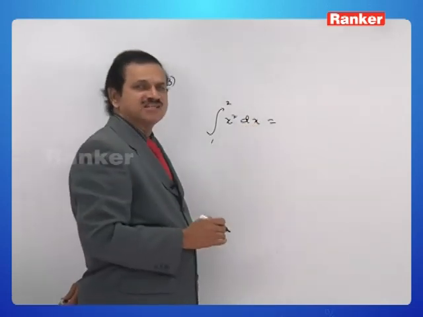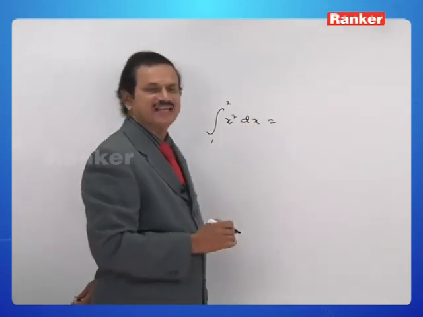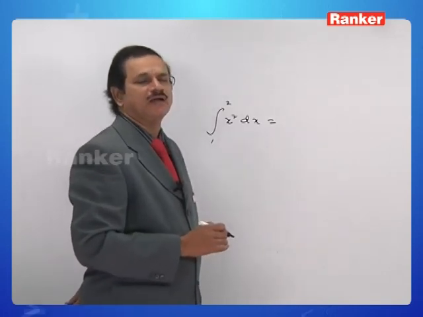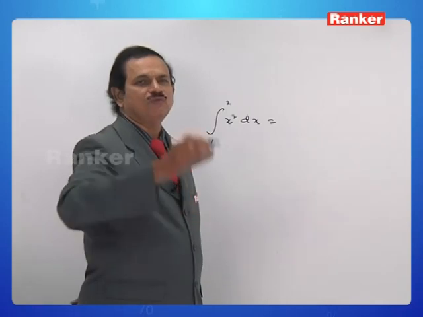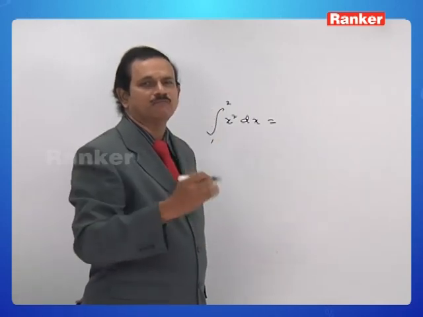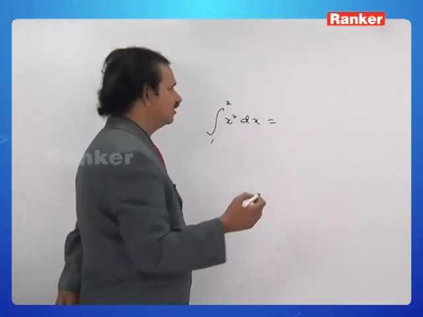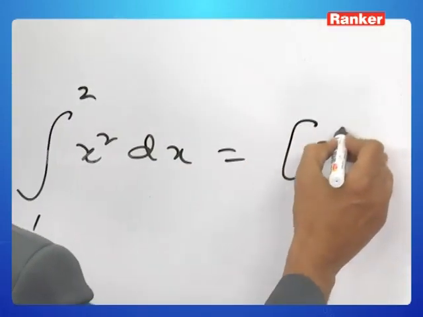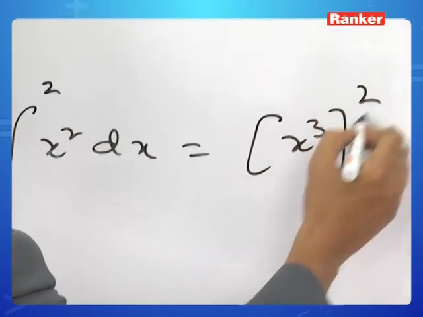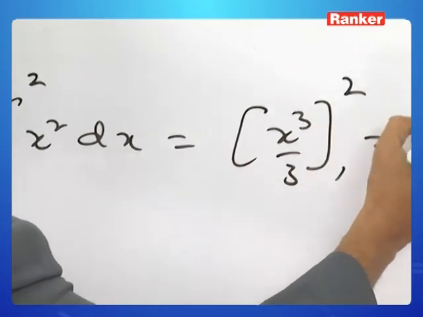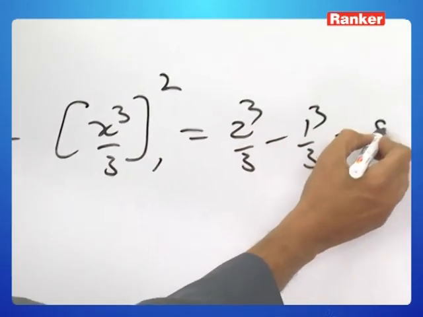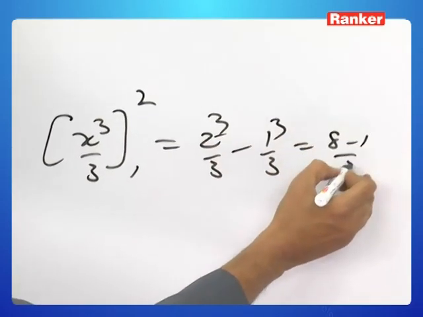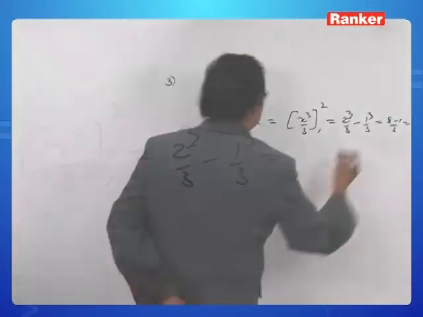You need not have any steps. You can directly mention the answer. For x square, what is the indefinite integral? X cubed by 3 between 1 and 2. 2 cubed by 3 minus 1 cubed by 3, isn't it? It is x cubed by 3 between the limits 1 to 2. It is therefore 2 cubed by 3 minus 1 cubed by 3. Hence it is 8 minus 1 by 3. It is 7 by 3.